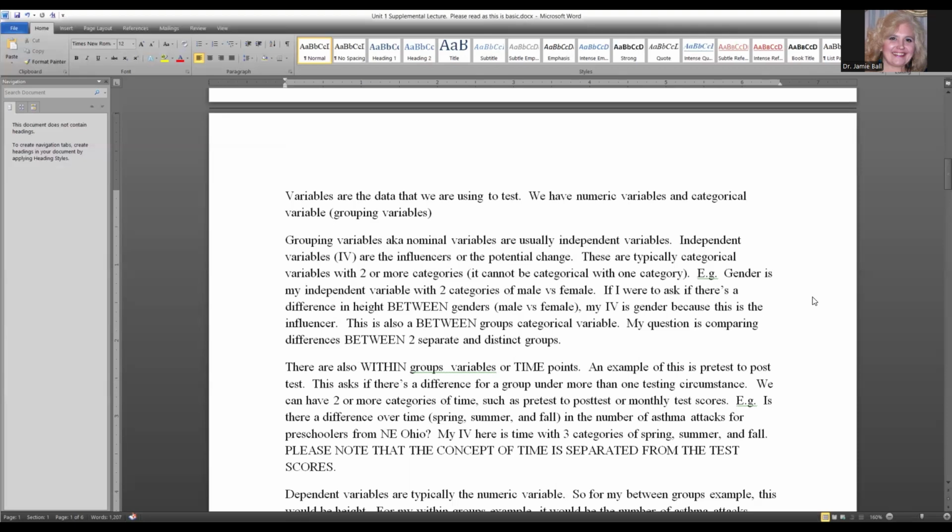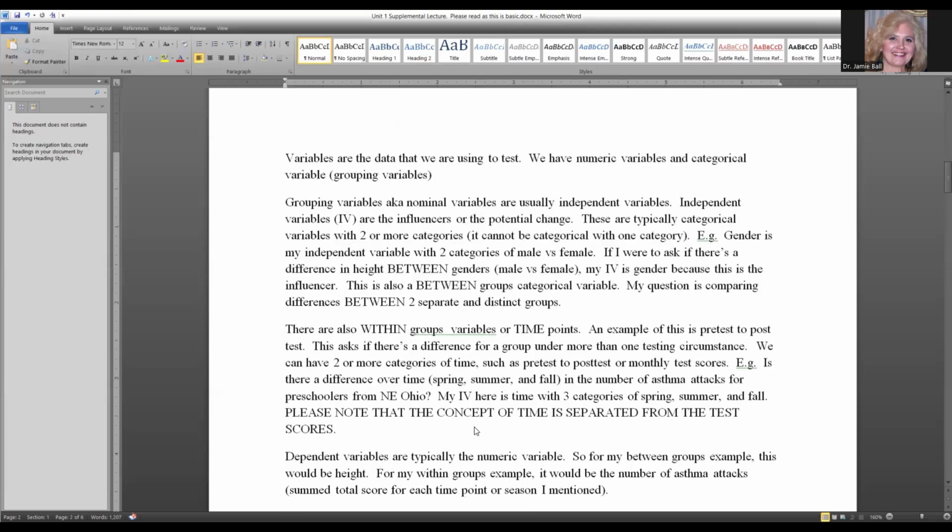So for example, gender is my independent variable with two categories of male versus female. If I were to ask if there is a difference in height between genders, male versus female, my independent variable is gender because this is the influencer. This is also a between groups categorical variable because I'm asking if there's a difference between these two groups. I could have three groups. I could have four groups. I could have more, right? But my question is comparing the differences between these two separate and distinct groups. One person cannot be a member of both groups.